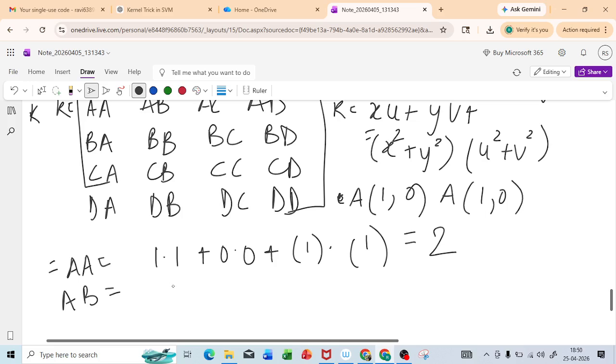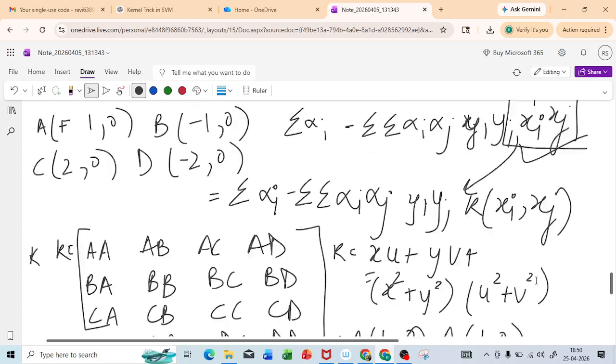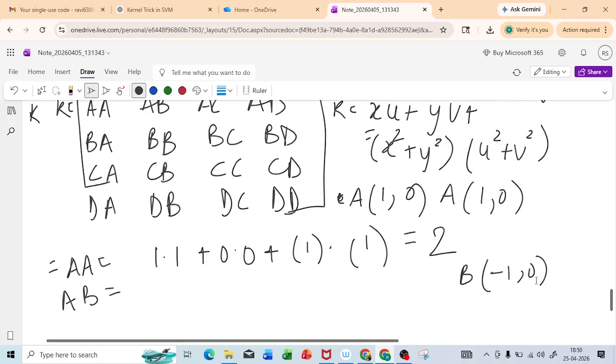Now AB. Our A is 1 0, and B is minus 1 0. So let's do this. x into u is 1 into minus 1, which is minus 1, plus y into v, which is nothing but 0, plus x square plus y square, which is 1, and u square plus v square is also 1. So this becomes 0. Alright, so AB becomes 0.